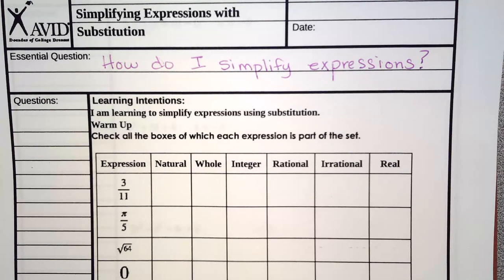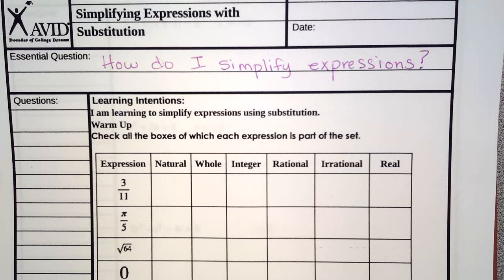This goes back to our different number sets. The sets of numbers are our natural, our whole, our integers, our rational, our irrational, and real. So if you're looking at 3 over 11, 3 elevenths, we're going to check all the boxes which this expression is a part of, the set.